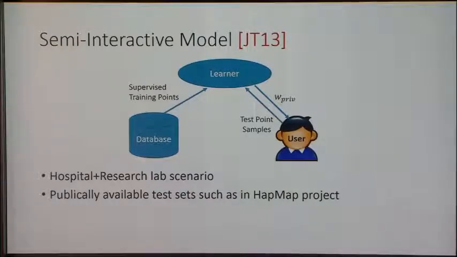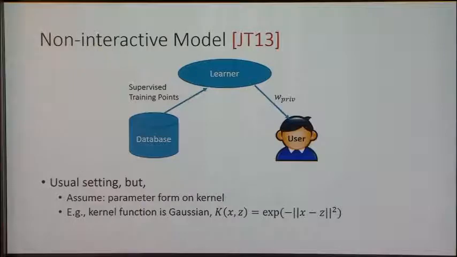Okay. And then the third model is this non-interactive model, which is the usual model, but we are assuming a parametric form of the kernel. That is, we are assuming that the kernel is clearly specified in parametric form, and it is a function of these data points x and z, which are in R to the power d.